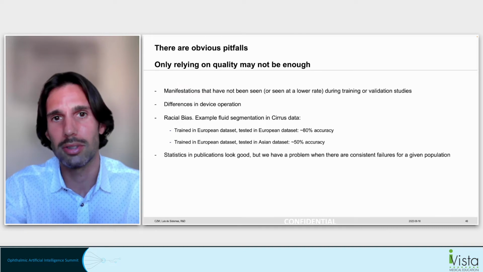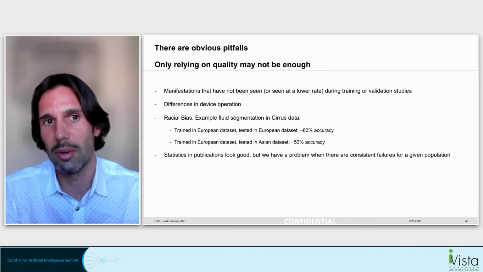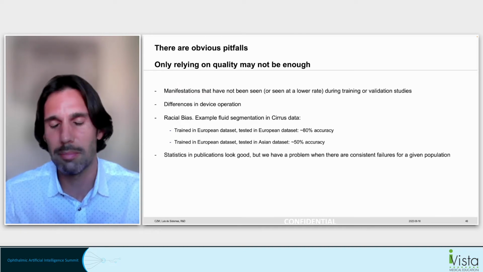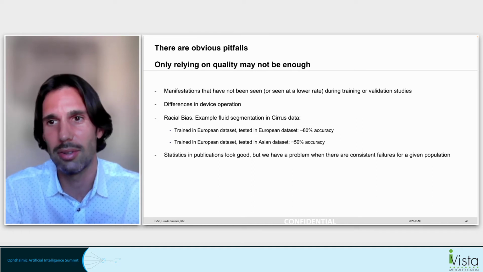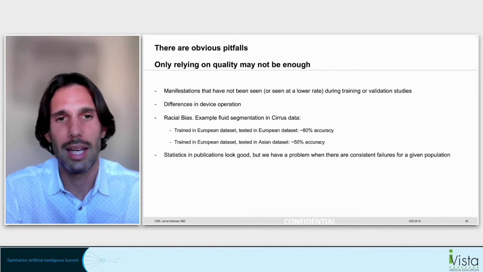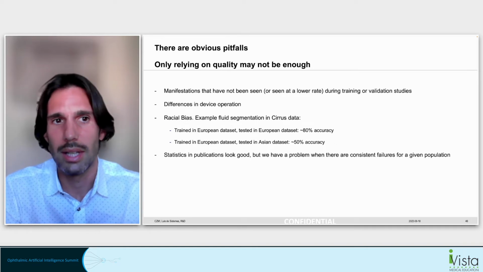It's also the bias that you're training with and the bias that you evaluate your model with. So we see all this great performance of these models in papers, and then you go to real life and they don't really apply. And more importantly, in different populations as well.